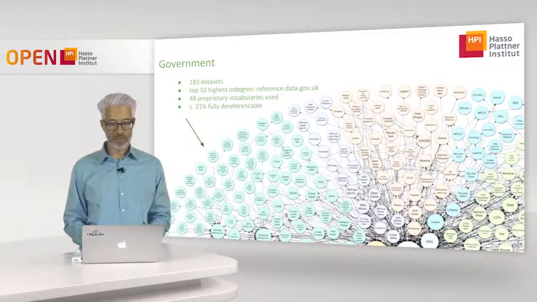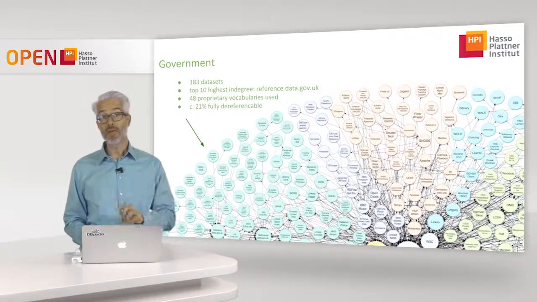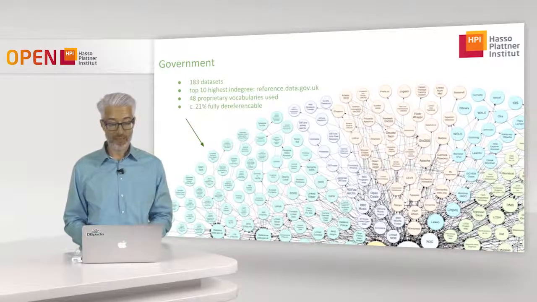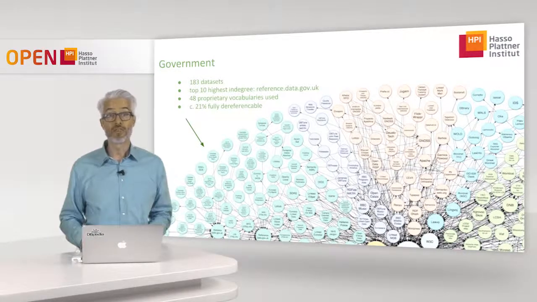It's the reference.data.gov.uk. So this means the UK government data, for example, is a rather prominent data set because it is among the top 10 data sets with the highest in degree, which means it receives the most references.